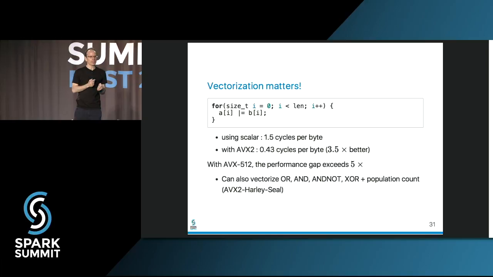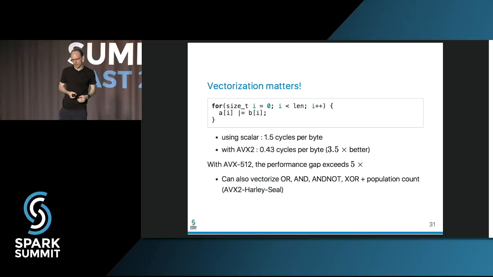So for example, if I want to compute, say, in place the union between two bit sets, if I do it with scalar code, I get good results. It's super fast. But if I vectorize the process, I can go 3.5 times better, and if I go to AVX-512, since I've got a Knight's Landing processor, I can make some comparisons. I'm going to go even faster. I'm going to go 5 times faster, and these gains are on top of anything I could get with multi-core processing and distributed processing.